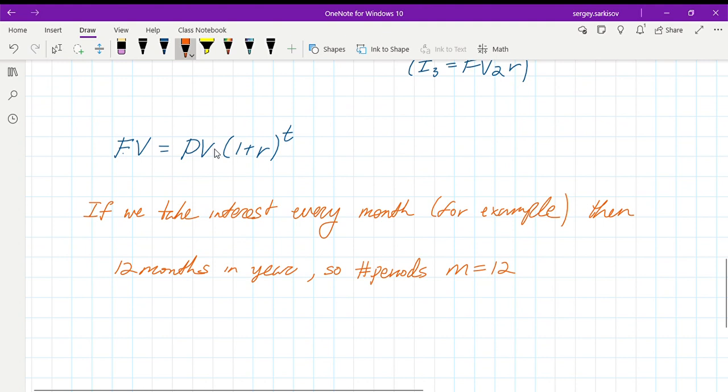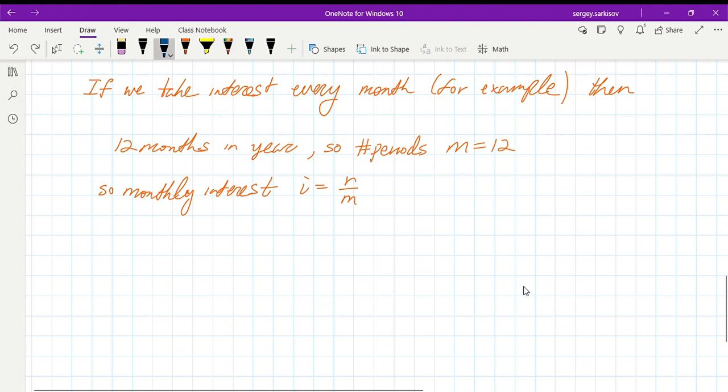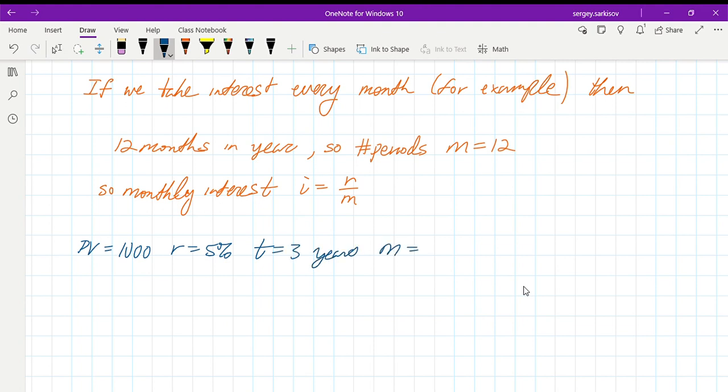So our interest per period, the monthly interest, call it I for interest, is equal to not just the annual, but R over the 12, R over the M. So let's do examples with, say, $1,000 principal value, R was 5%, and T was 3 years, but we're going to do this where M is now not once a year, but actually 12 times a year.